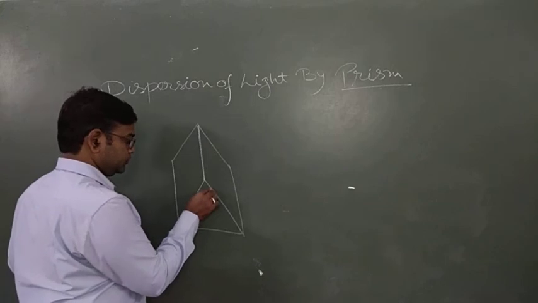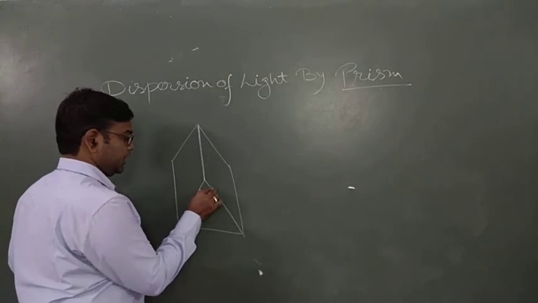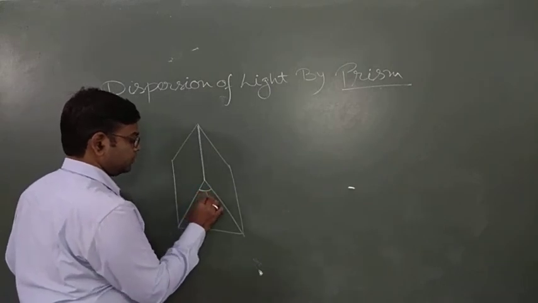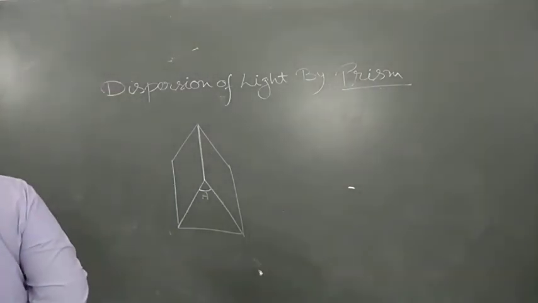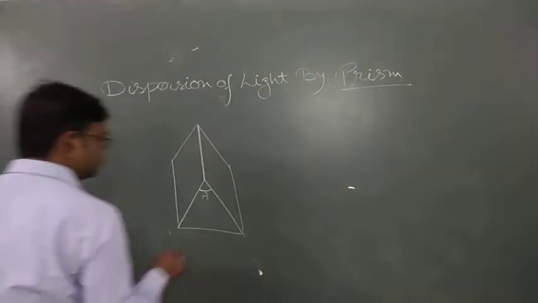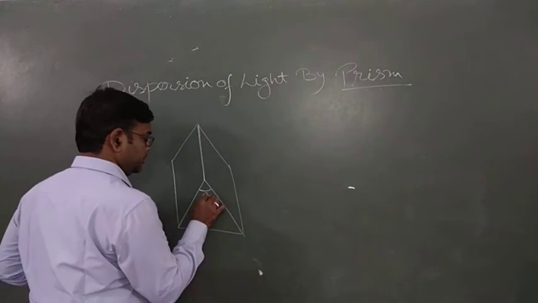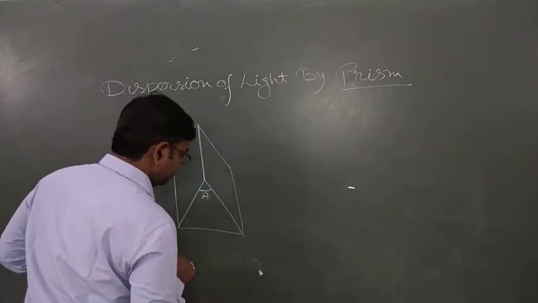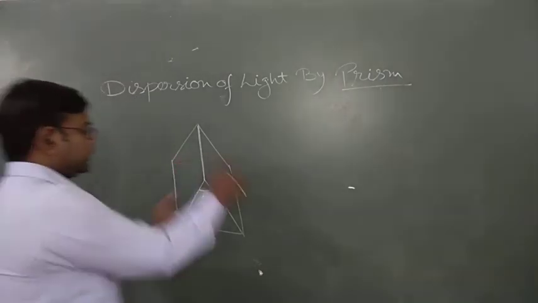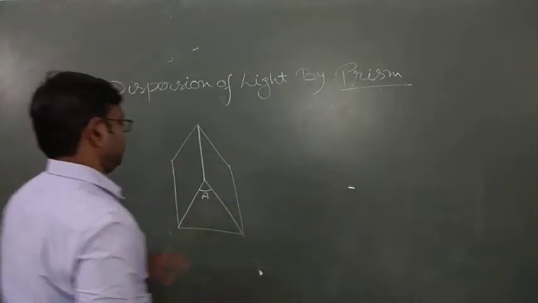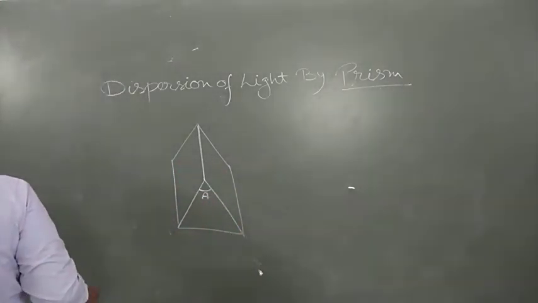This angle is known as your A. This is the vertex angle and also known as your angle of prism. That angle of prism is always opposite to the base. If you turn this one, the same figure we obtained. This is the structure of prism.